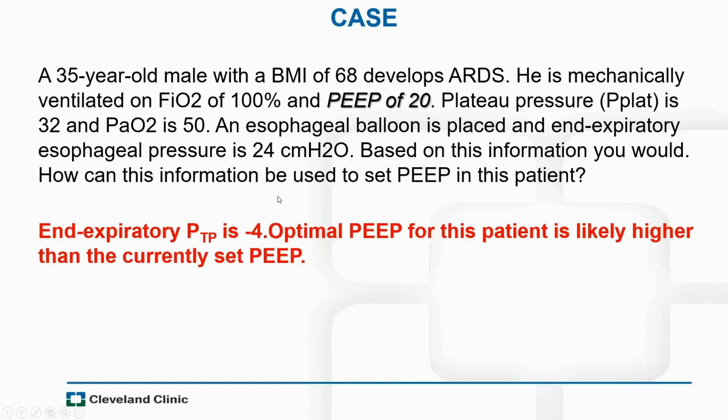You can use this information and say, my transpulmonary pressure at expiration is negative. I don't want that negative. It has to be at least zero. So this is one way to set optimal PEEP. It's not perfect, but this is a physiology conversation, not clinical. But technically, you can use this information to say, I probably have to go up on my PEEP. So this would be the right answer in this case.